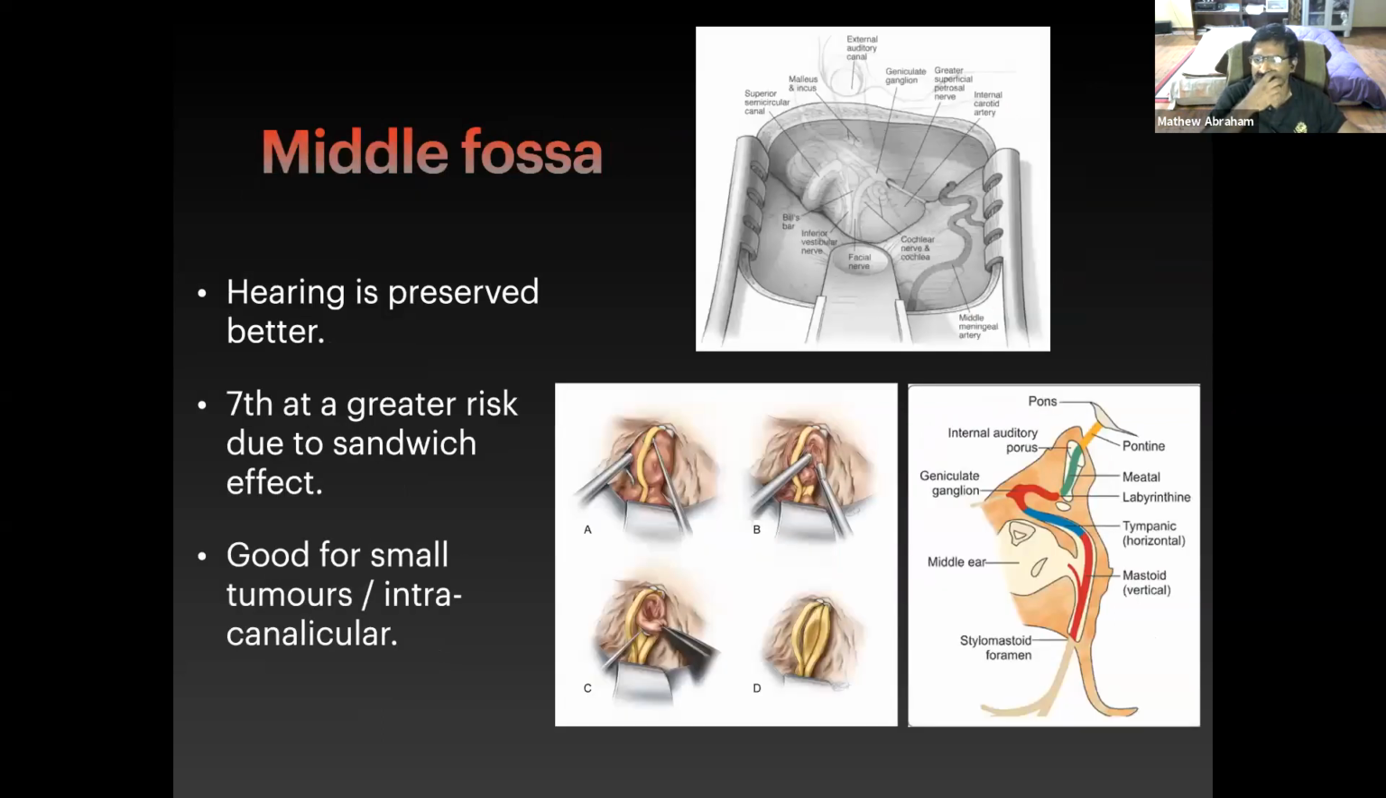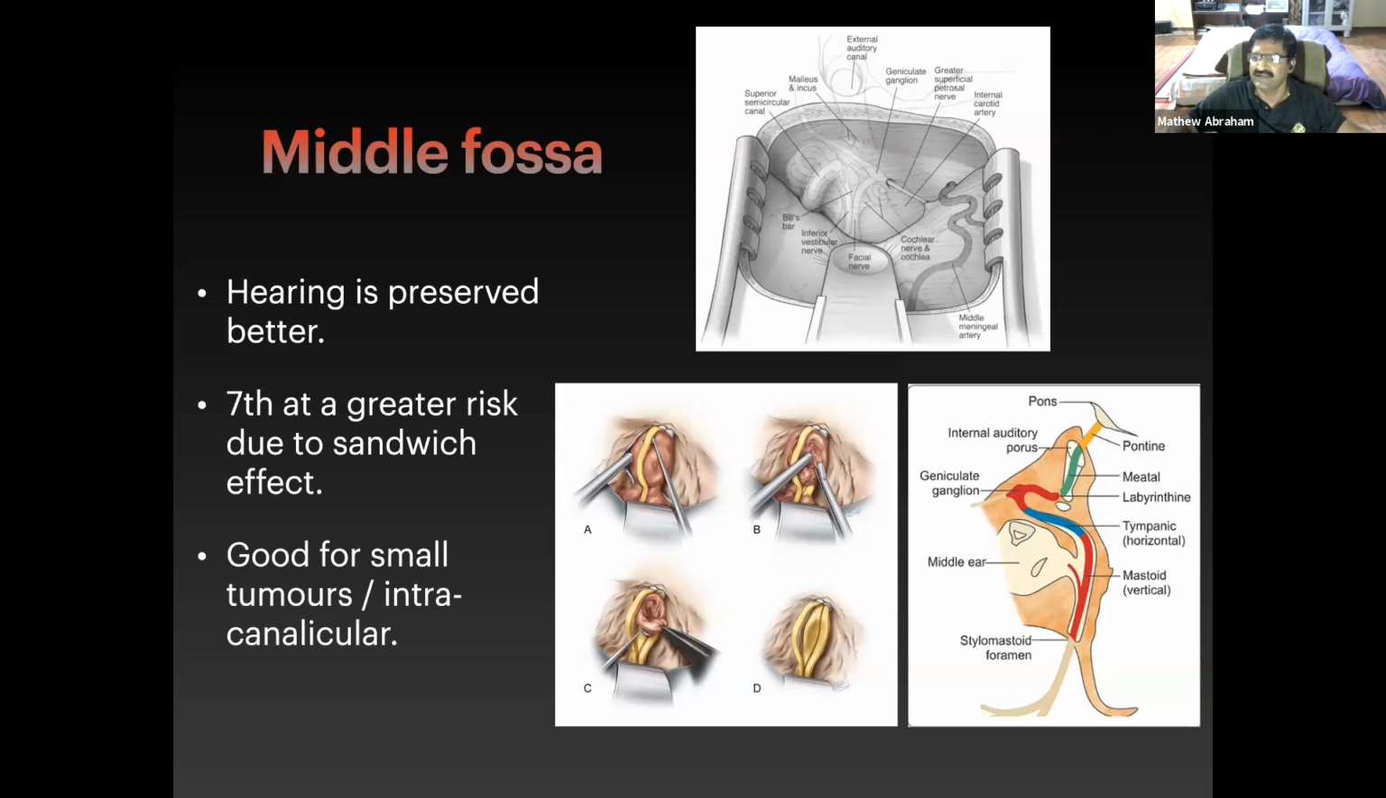The middle fossa approach is actually the simplest of the approaches. It comes straight down. As soon as you identify the GSPN, you know where the IAM is. You come down, you just remove the bone, and you have this here. However, the seventh nerve is at a greater risk because of what is called a sandwich effect. The seventh nerve presents itself through the dura as you open the dura. You have to push it aside, or you have to work amidst the seventh nerve to remove the tumor.